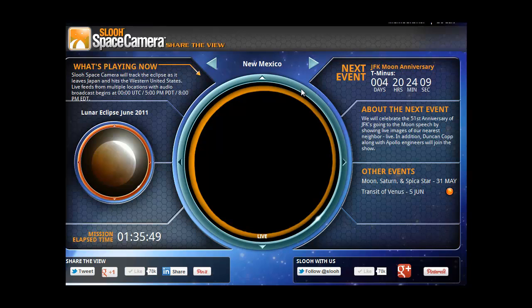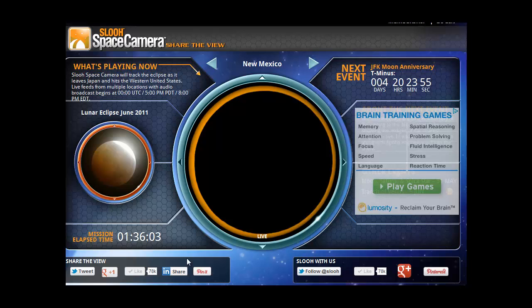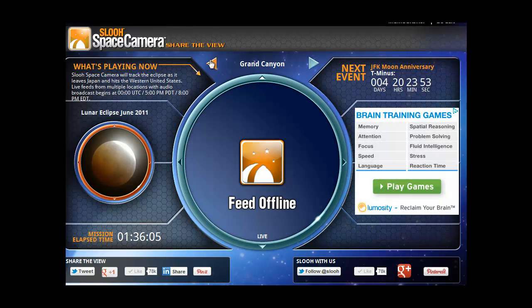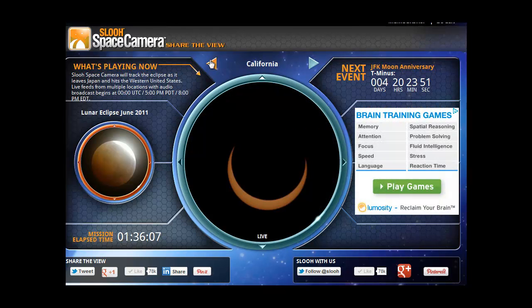There, they moved it over. This is an annular eclipse showing you the moon covering up most of the sun, but there's a part of the sun that goes all the way around. This is totally cool, and like I said, this is live. This is an hour and 36 minutes into the whole process. You can go back, Grand Canyon's lost its feed. This is one from California, and again, California approached from the bottom, so it's actually moving off.